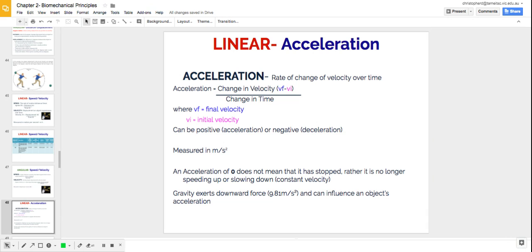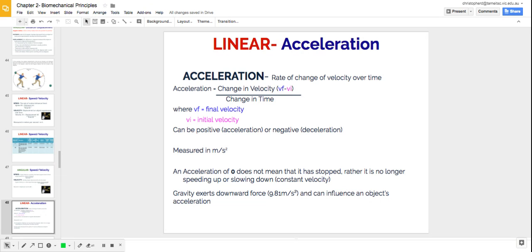Linear acceleration is the rate of change of velocity over time. So our final velocity minus our initial velocity, over the time. So we can work out if we are accelerating, whether that be a positive acceleration or a negative acceleration, which we usually call deceleration. It's measured in meters per second squared. If we have an acceleration of 0, that doesn't mean that we've stopped. It just means that we're not speeding up or slowing down, and we usually refer to that as a constant velocity.